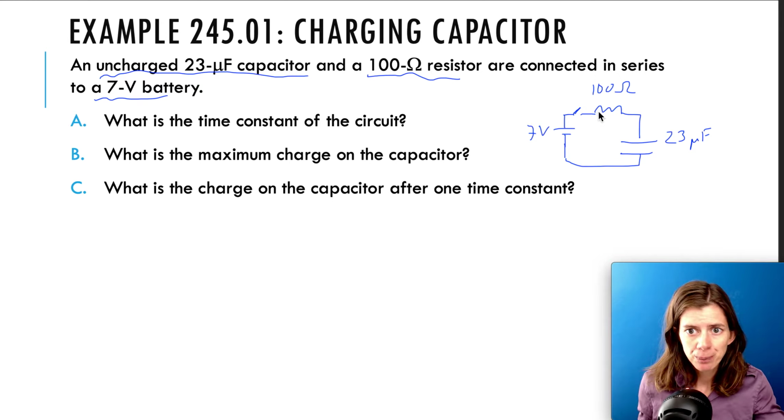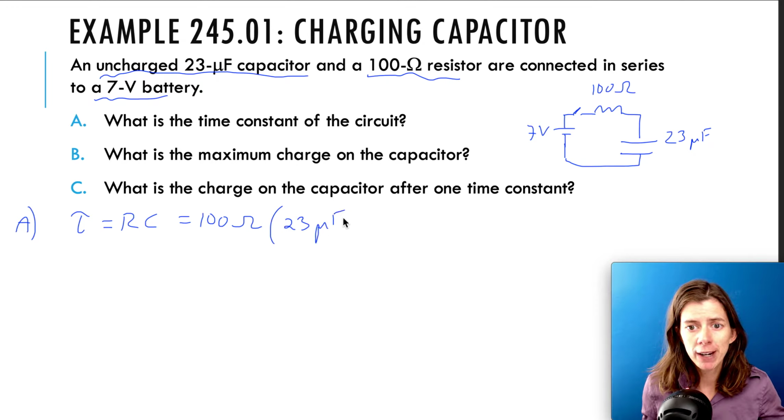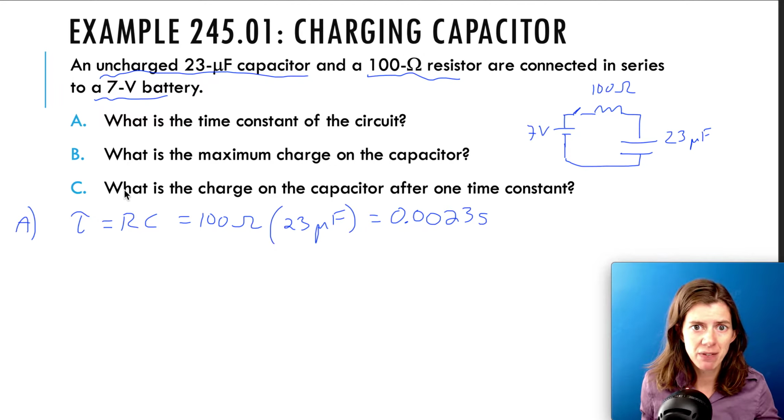That's just a plug and chug definition. Time constant is equal to R times C. So we plug in the resistance of 100 ohms times the capacitance of 23 microfarads, and multiplying that together gives us 0.0023, and the units for time constant is seconds. Remember, it's just a specific amount of time. Let's take a look at part B.